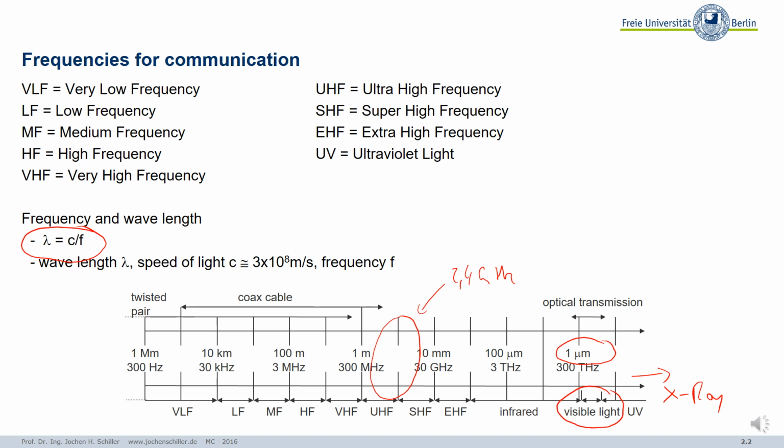Why is this important? Wavelength, the speed of light, etc. Because, as we will see, the wavelength directly influences the size of the antenna. The speed of light differs depending on the medium, which results in, as we will see, many interesting effects.